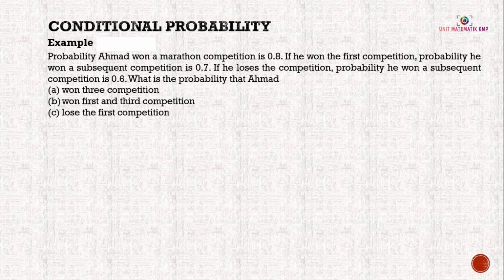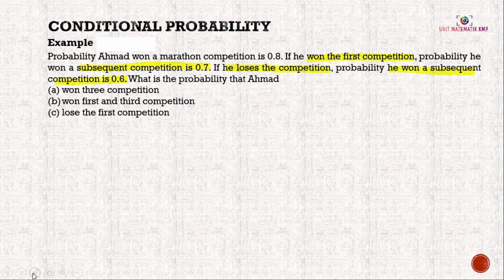Next question. So example 4. Probability Ahmad won a marathon competition is 0.8. So if he won the first competition, the probability he won a subsequent competition is 0.7. Okay, if he lose the competition, the probability he won subsequent competition is 0.6. So subsequent tu maksudnya dia menang yang seterusnya lah.